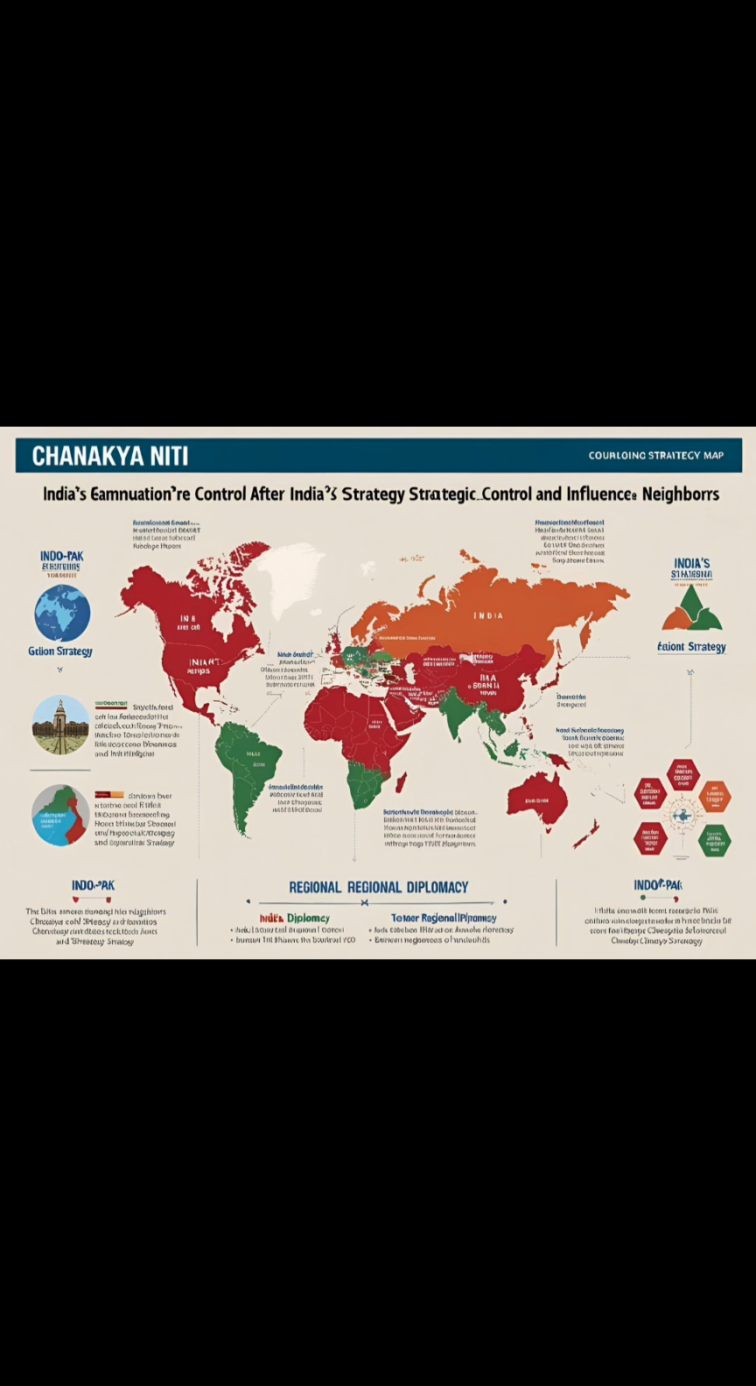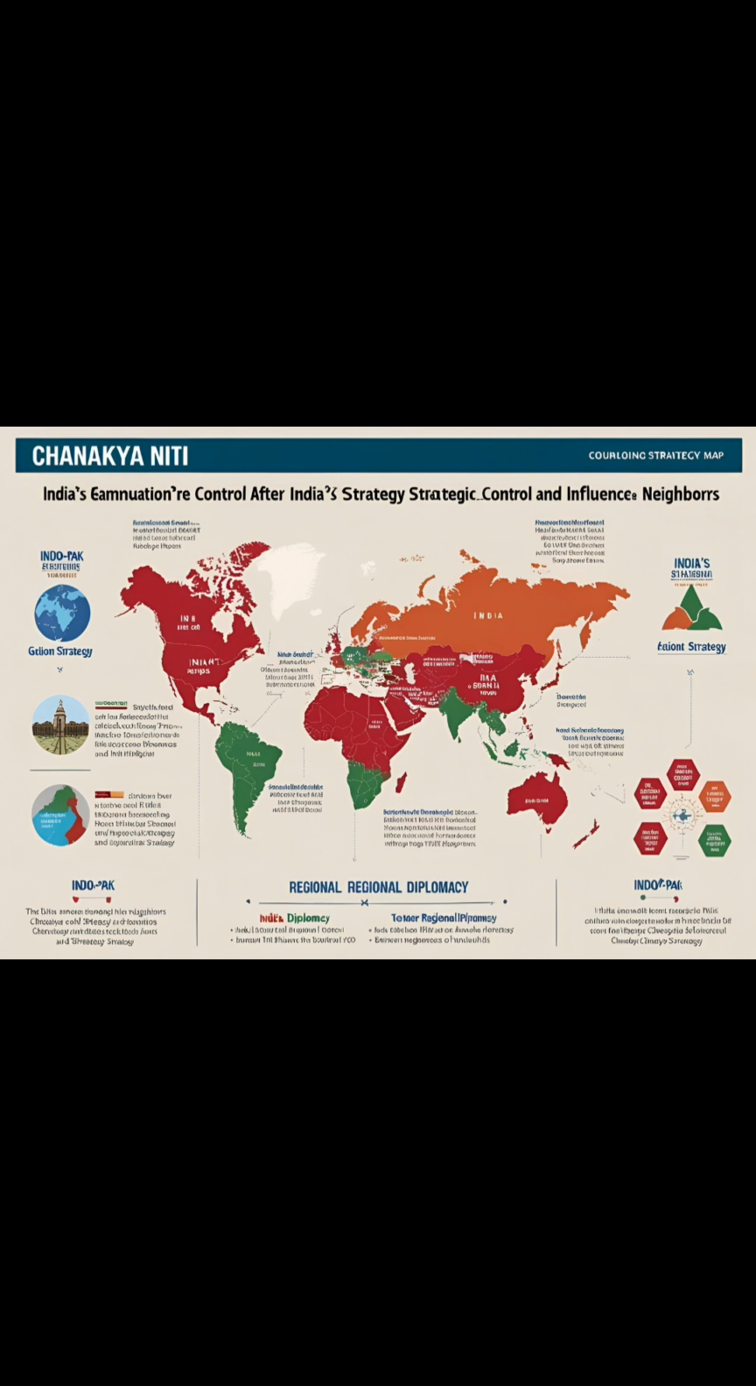Sama, diplomacy. Win hearts through cultural and diplomatic outreach. Engage with Nepal, Bhutan, Sri Lanka. Offer respect, earn trust. Build soft power through history, language, and shared spiritual roots. Dana, strategic giving. Invest in neighbors. Build roads, offer military training, share technology. But remember, every gift must deepen India's influence.